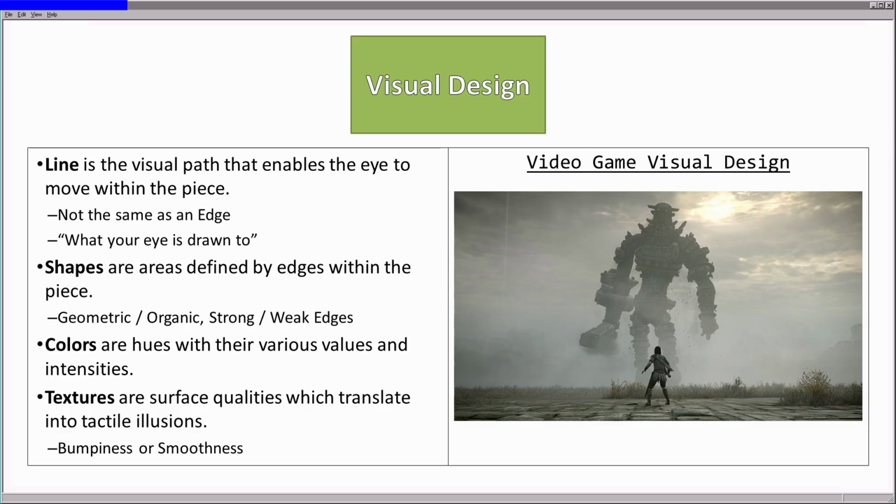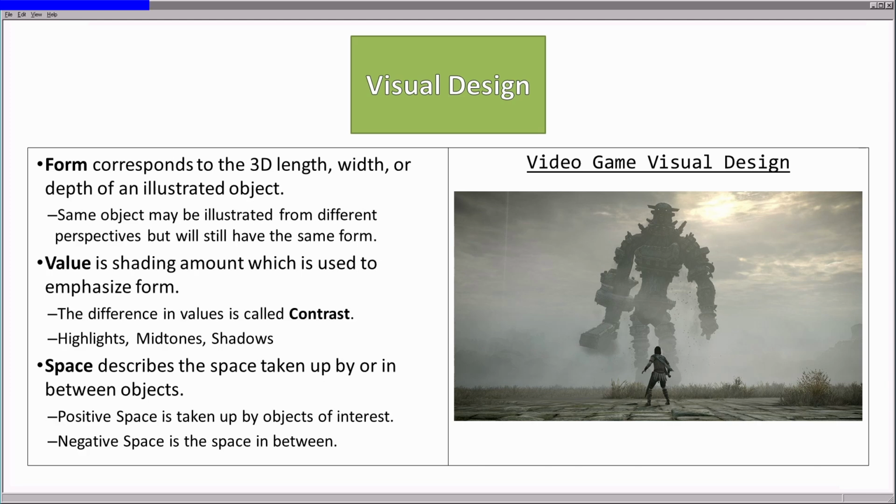Colors are hues with various values and intensities. We keep in mind that a hue is a major property of a color, and it is essentially how we perceive the visual color spectrum: red, orange, yellow, green, blue, indigo, and violet. Values and intensities are other important properties of color that can then relate to concepts of saturation and brightness. Textures are the surface qualities which translate into tactile illusions. This can relate to the bumpiness or smoothness of a surface.